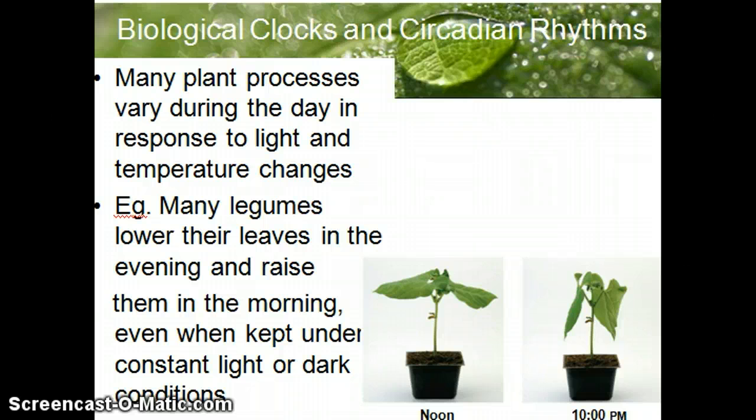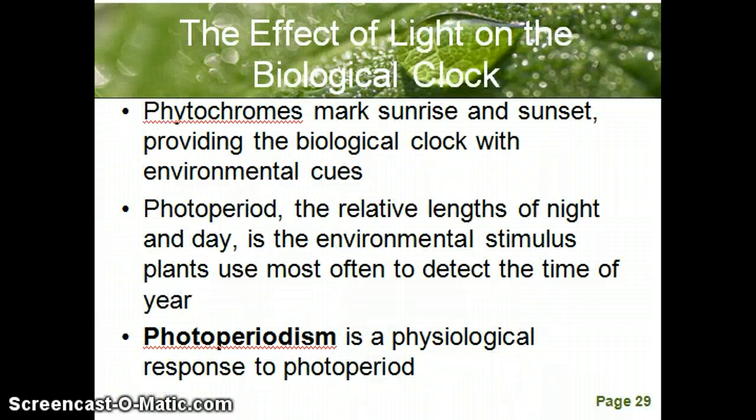So many plant processes vary during the day in response to light and temperature changes. For example, many legumes, like beans, lower their leaves in the evening and then raise them up in the morning. So even when they're kept under constant light or dark conditions, they'll still have this circadian rhythm. So there is a biological clock that seems to be set. Phytochromes mark sunrise and sunset, providing the biological clock with environmental cues.